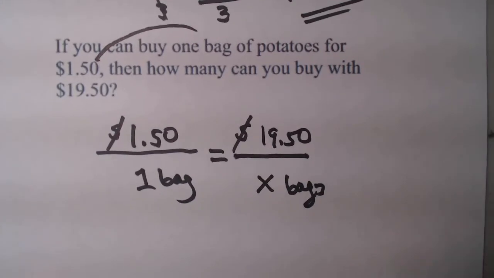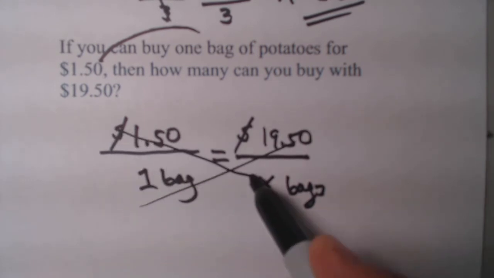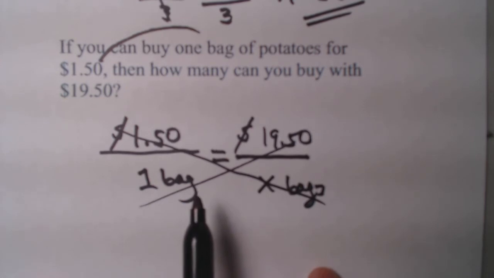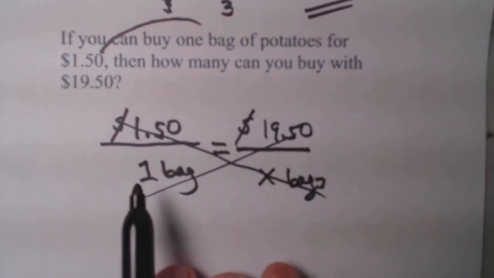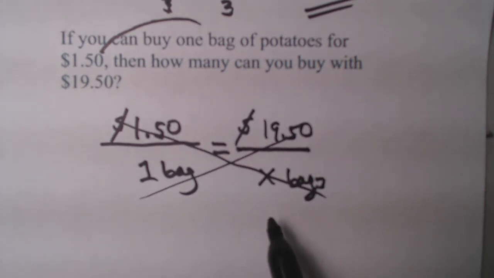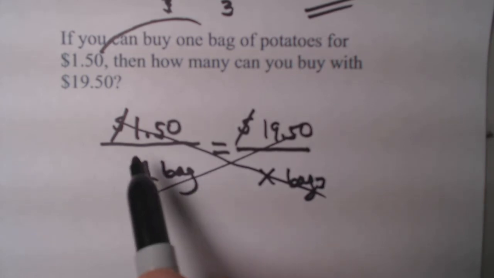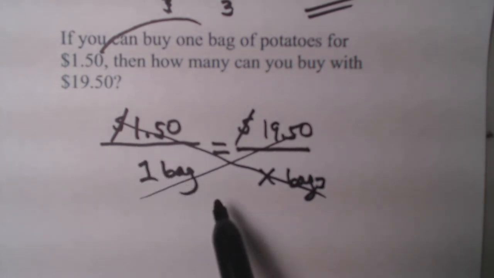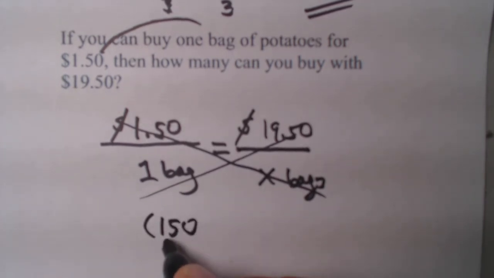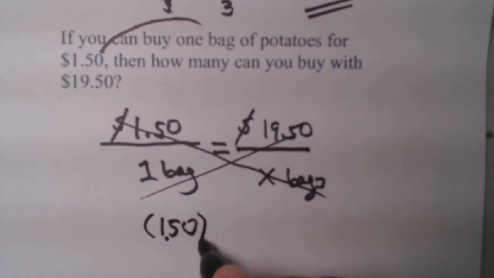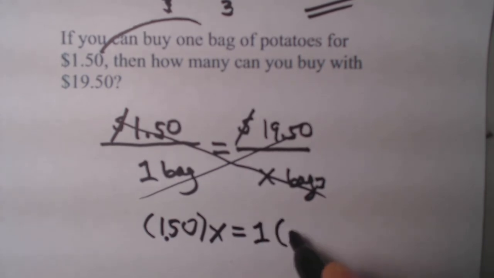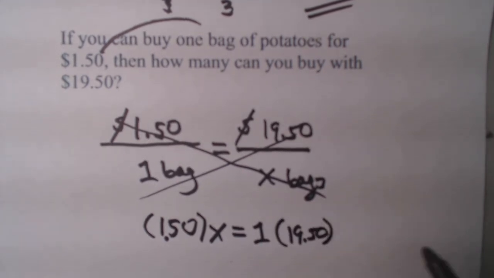Okay, well again, means and extremes here. Looks like you're crossing out the problem, but we're not. What we're simply doing is reminding ourselves how we can multiply together to get the equation. Now, always look for the arm that's got the variable on it, this one here. So I'm going to take 1.50 times x, and set it equal to the other arm, 1 times 19.50.